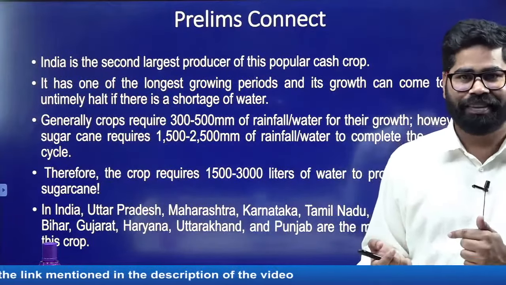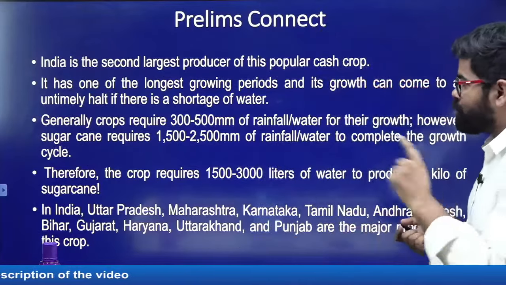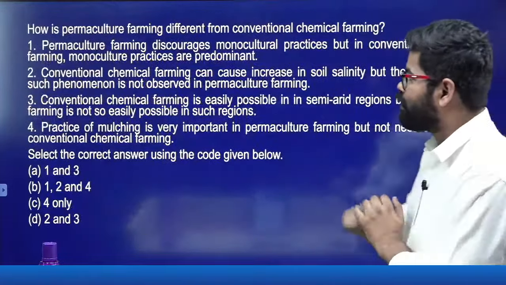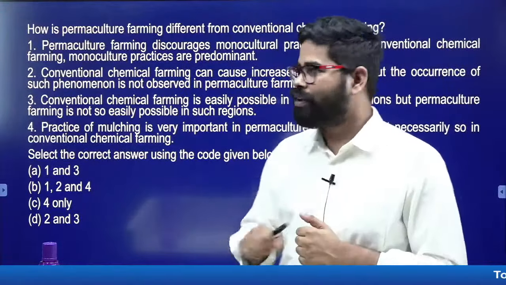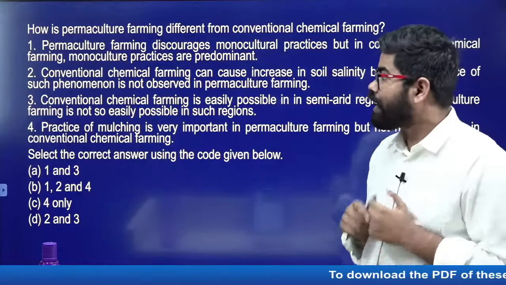Efficiency is low. Okay. It is using more water and producing less. Okay. Then see the second question. How is permaculture farming different from conventional chemical farming?